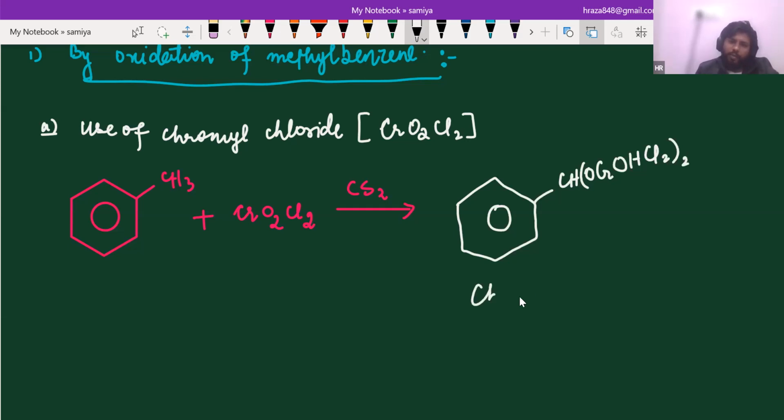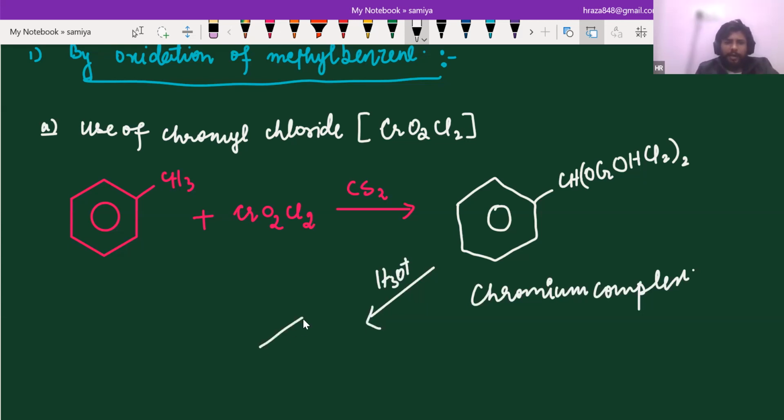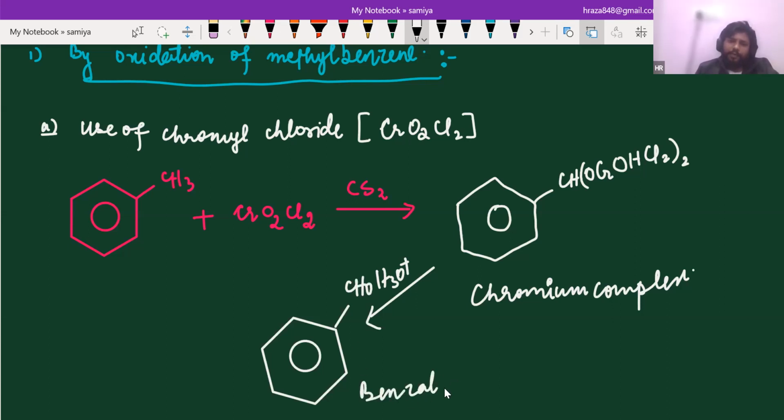This is known as chromium complex. And if you are going to hydrolyze this chromium complex with H3O positive, then you will get benzaldehyde, CHO. So this is how we prepare aldehyde from hydrocarbon by oxidation of methyl benzene.